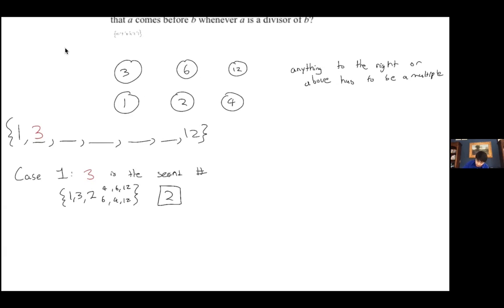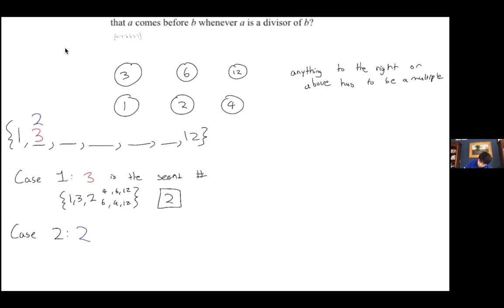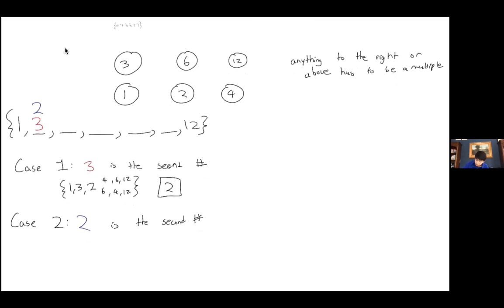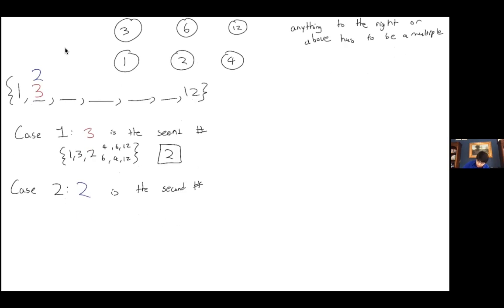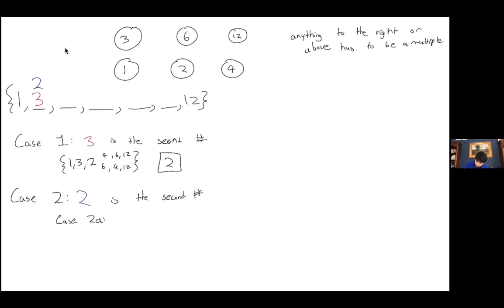And then for case 2, what happens if 2 is the second number? And this time, unfortunately, we can't force a certain value to be the third number in the ordering like we had with the 3. So we break it down into further cases. So case 2A is the next number is a 4.